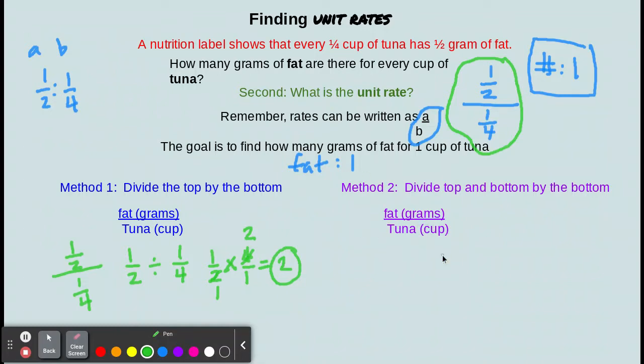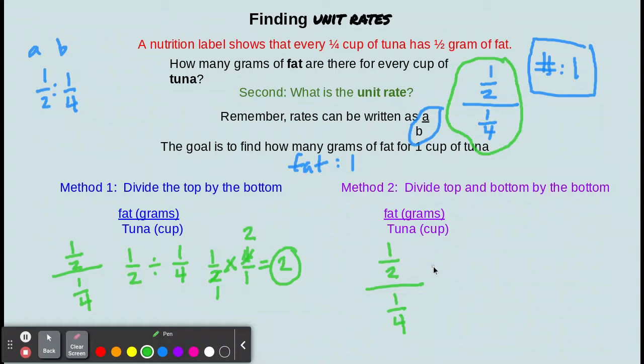Let's try a different method though. We have 1/2 on top and 1/4 on bottom, because remember, our rates can be written as the first number over the second number. That's basically the value of our ratio. Remember in the last section, 5.1, we were talking about values of ratios and we put the first number over the second number. Well, that's basically what we're doing here as well. First number, A, over the second number, B, right here.